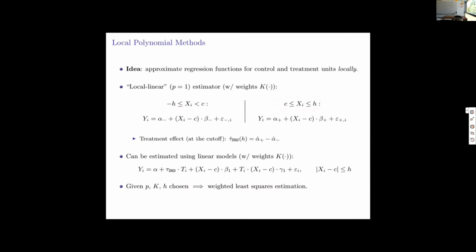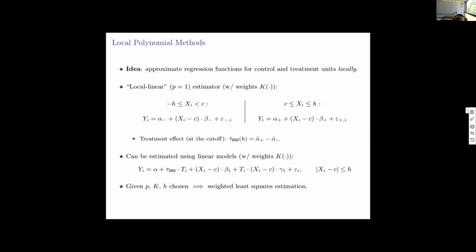Okay, and so we're going to split that and we're going to analyze them separately from the left and from the right. And in each case, we're going to just run a least squares regression. So we're going to run a weighted least squares regression from the left, and a weighted least squares regression from the right.